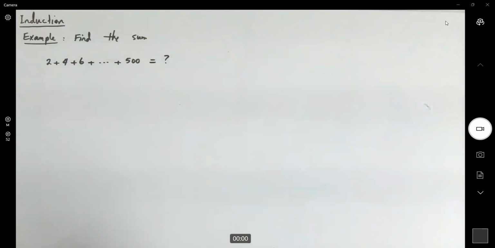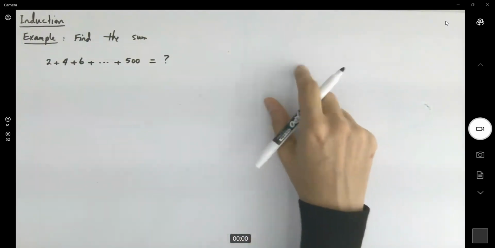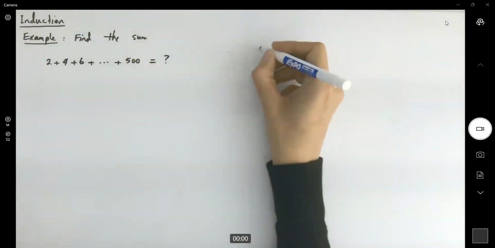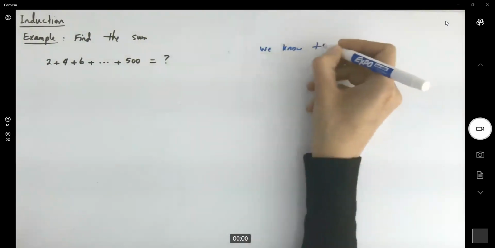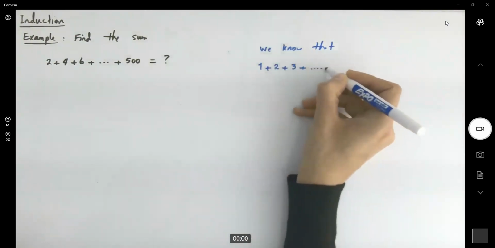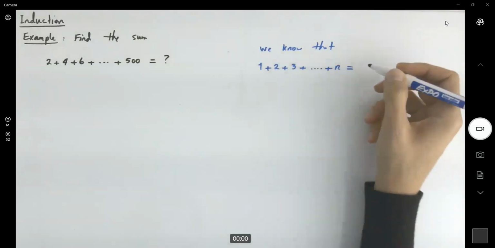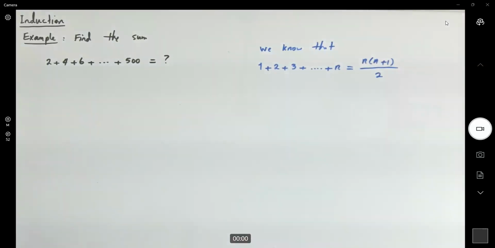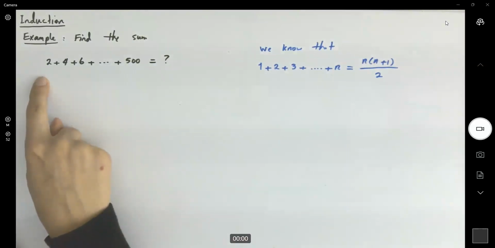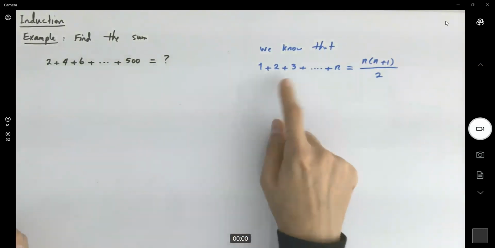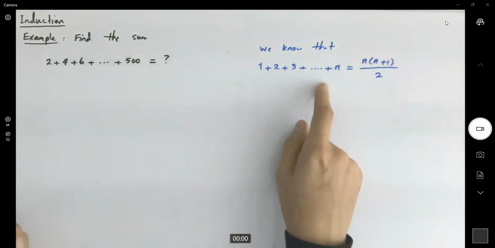But since it's a discrete math class, let us apply the formula that we just learned. We know that 1 plus 2 plus 3 plus, the sum of the very first n natural numbers, comes from this nice formula: n times n plus 1 divided by 2. Well, take a look at this. The very first number starts at 2, and then it jumps to 4, it jumps to 6. It doesn't exactly follow 1, 2, 3, and the rest of the sums.